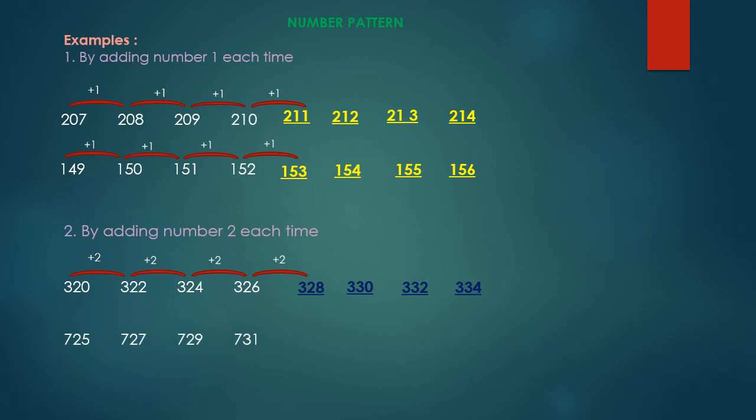Look at the next example. Let's see the other example. First number is 725 and second number is 727. Means 725 plus 2 is equal to 727. Same as 727 plus 2 is equal to 729. 729 plus 2 is equal to 731. 731 plus 2 is equal to 733. Keep adding 2 each time. Next number will be 735, 737, 739 and so on.